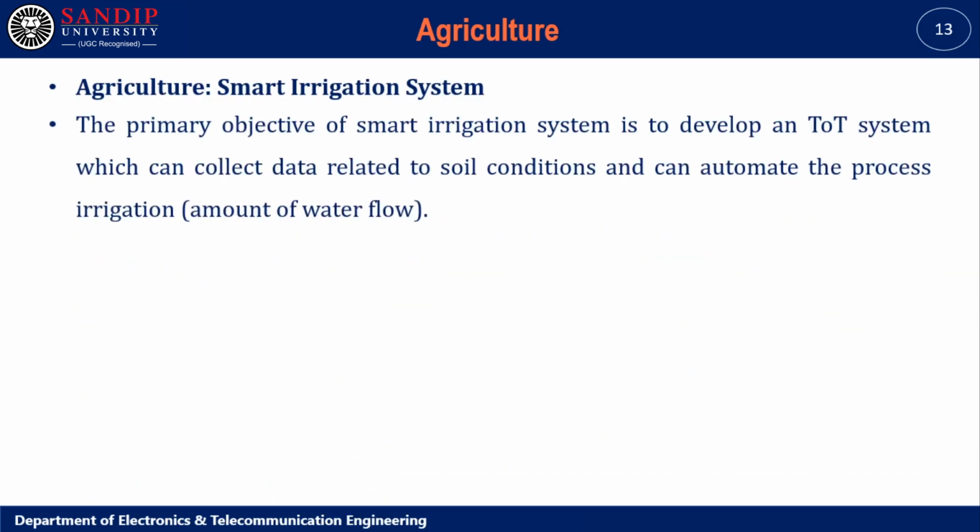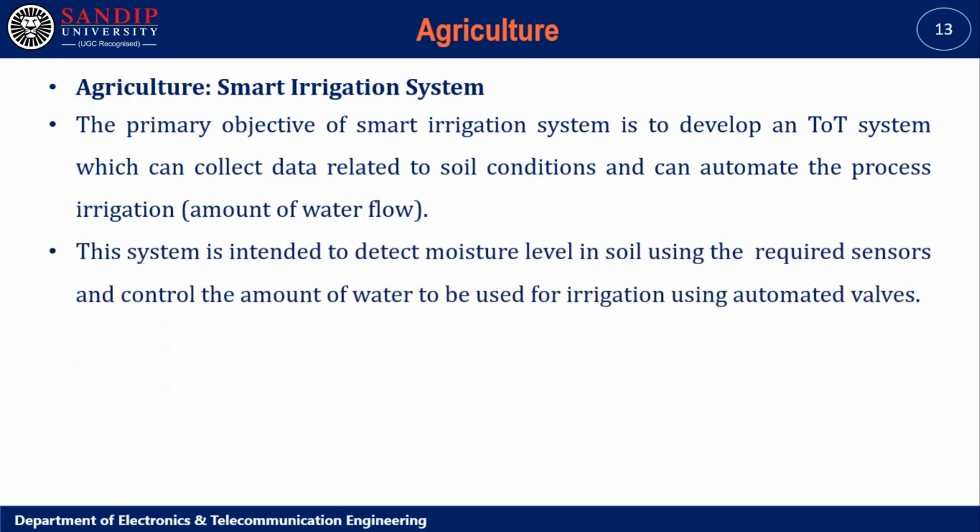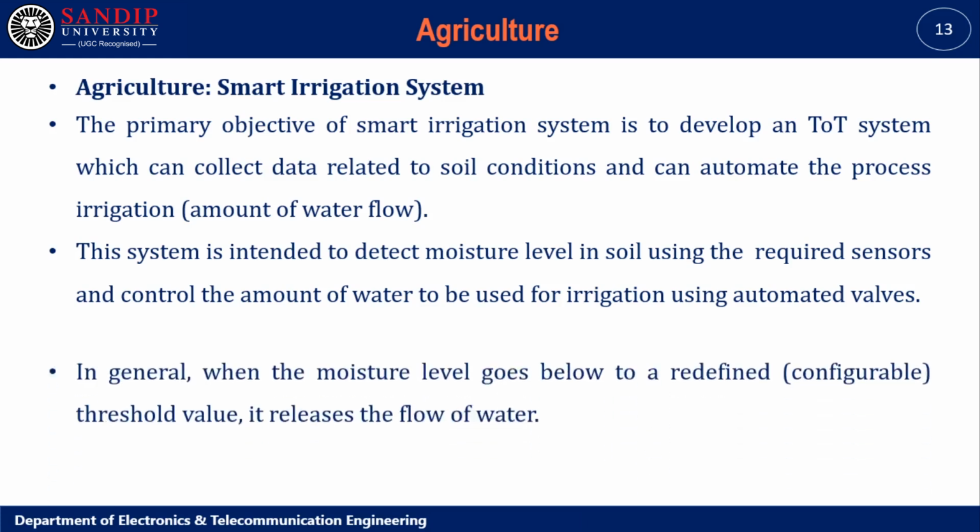Now let us discuss agriculture. Agriculture: smart irrigation system. The primary objective of a smart irrigation system is to develop an IoT system which can collect data related to soil condition and can automate the process of irrigation, that is, the amount of water flow. This system is intended to detect moisture level in soil using the required sensors and control the amount of water to be used for irrigation using automated valves.